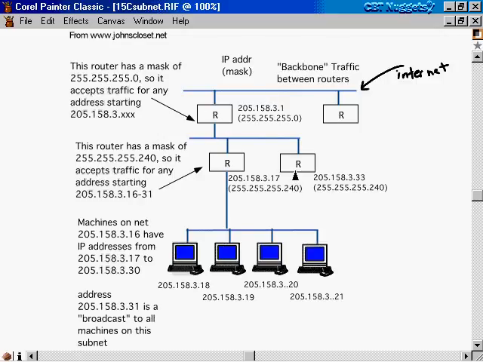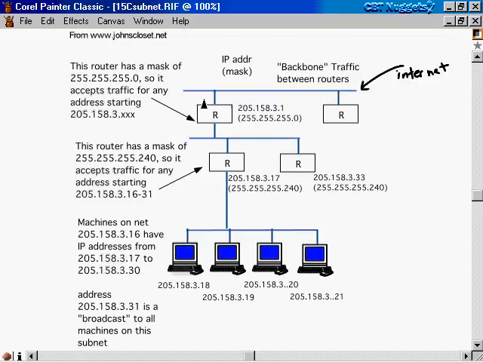However, something has to be connected directly to the internet if you're going to have access to the internet, and that's done through this router in this diagram. Now this router has this IP address, 205.158.3.1, and the net mask for this router is 255.255.255.0. What is this net mask? Well, let me explain it this way.